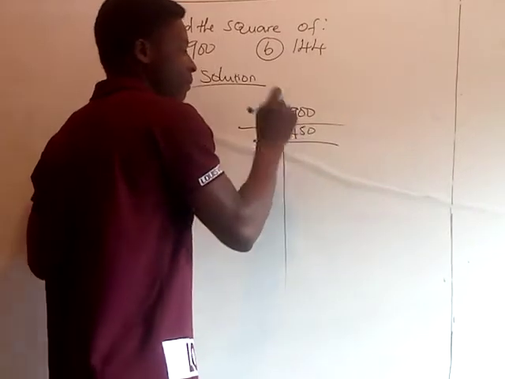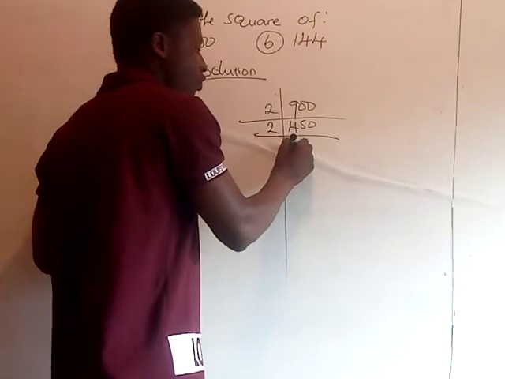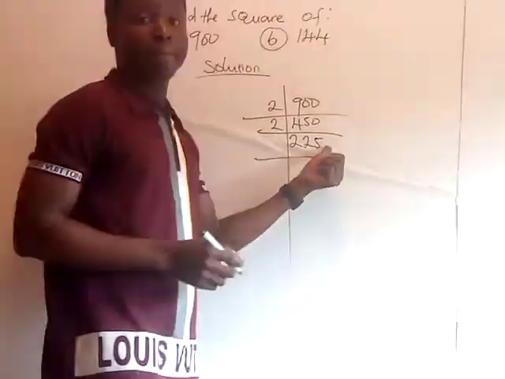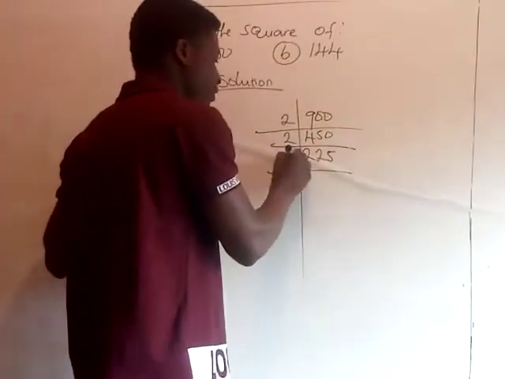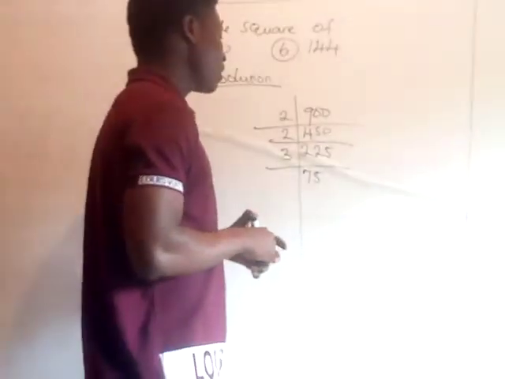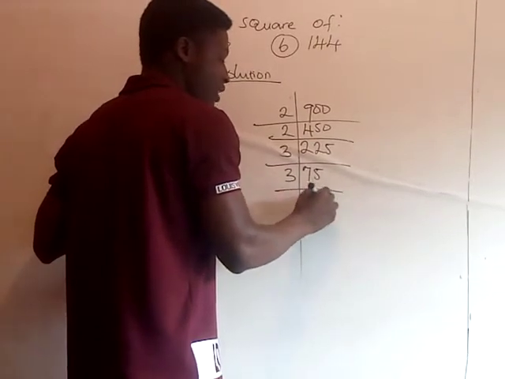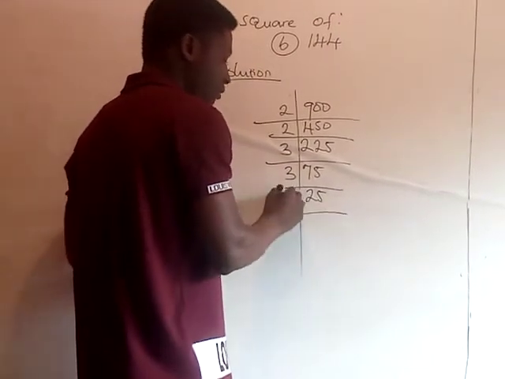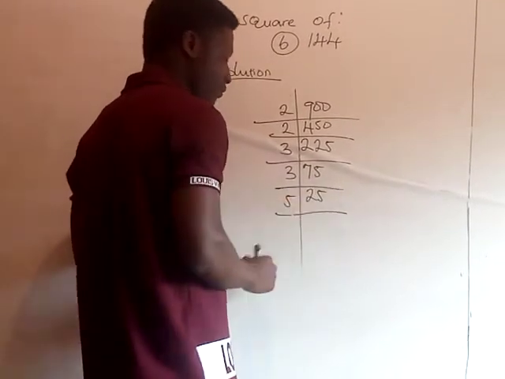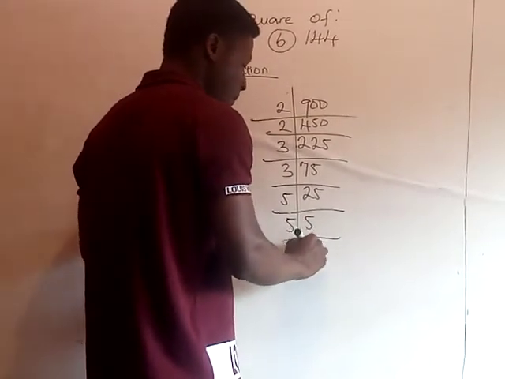Then 2 again, because 2 can divide, it ends with 0. 2 into this one will give you 225. Now 2 cannot divide this again, but 3 can go. You use 3, you have 75. Then 3 again, to give you 25. Then 3 cannot divide this again. Now what is left? 5. 5 divide 25, you are left with 5. Then 5 divide 5 to give you 1.